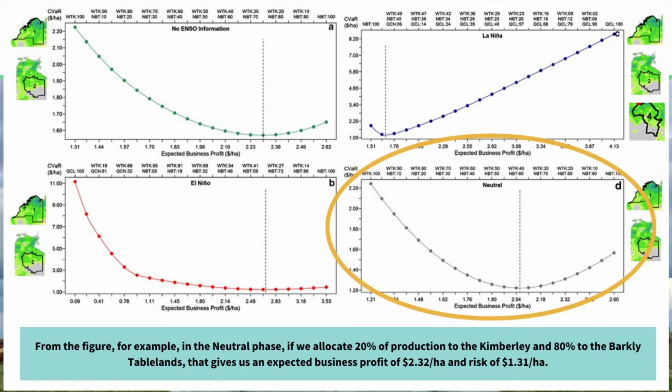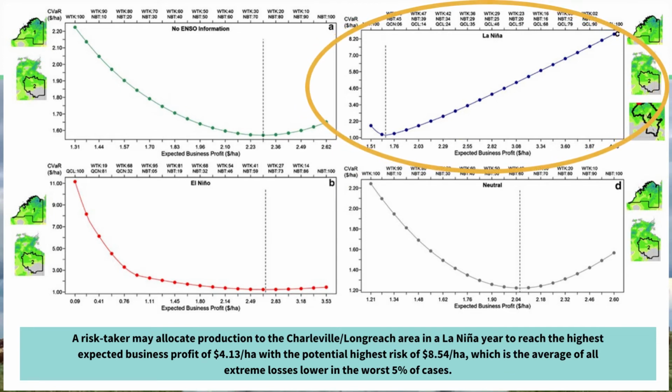From the figure, for example, in the neutral phase, if we allocate 20% of production to the Kimberley and 80% to the Barkly Tablelands, that gives us an expected business profit of $2.3 per hectare and risk of 1.3 per hectare. A risk taker might allocate production to Charters Towers and low-risk areas in La Nina years to reach the highest expected business profit of $4.1 per hectare, but with the potential high risk of $8.5 per hectare, with the average of extreme loss in the worst 5% of cases.